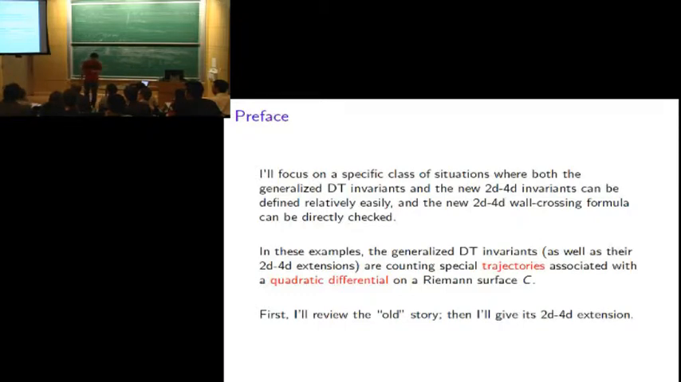And I'll tell you what the wall crossing formula is. Now, this 2D, 4D formula, though, is supposed to apply beyond this example. OK. So first, I'll review the old story, the ordinary generalized DT invariants and their wall crossing formula as studied by Kontsevich-Soibelman. And then I'll give the 2D, 4D extension.